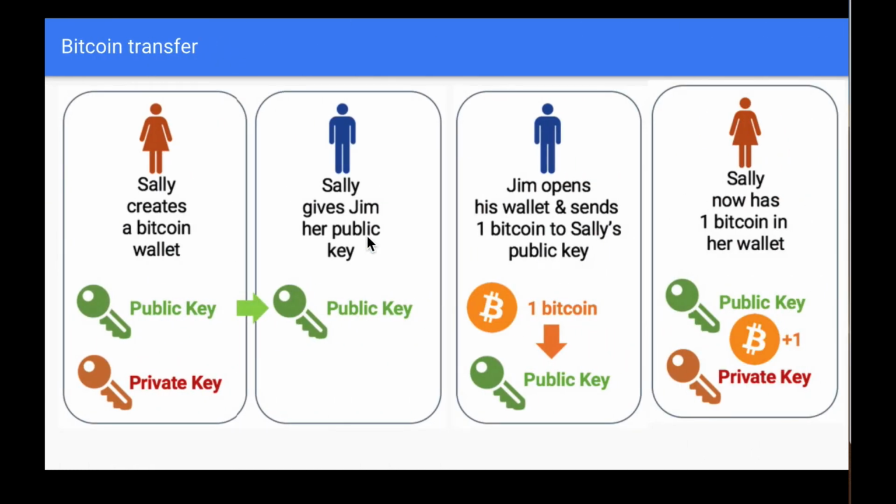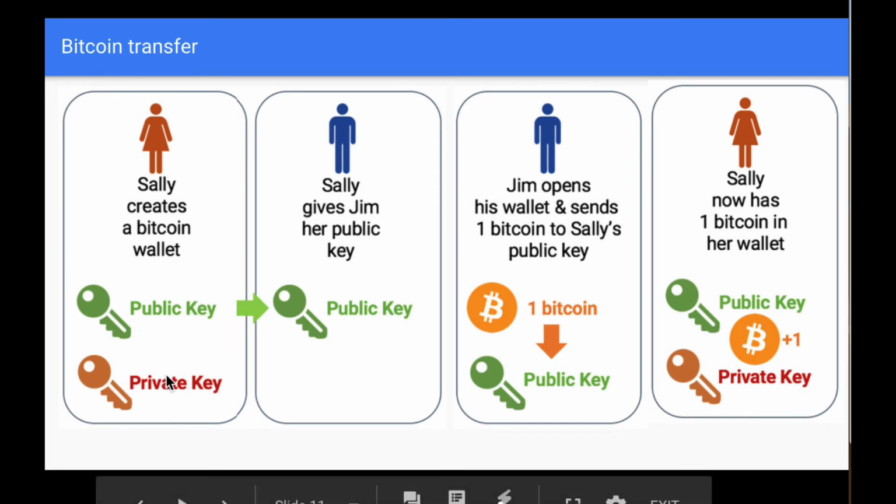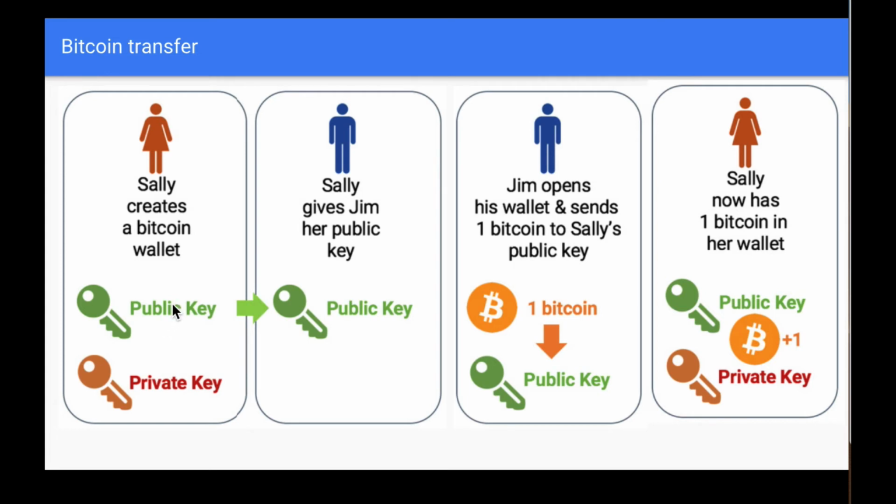In this case, we will take it step by step. First, Sally creates a Bitcoin wallet which has a public key, which is shown over here. She also has a private key, but using the private key, the public key is generated, and the public key is shared with Ghim.